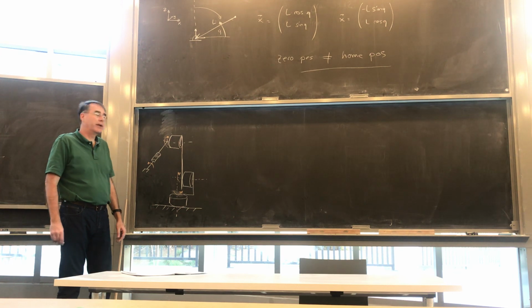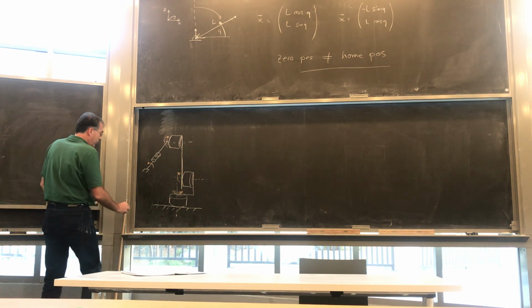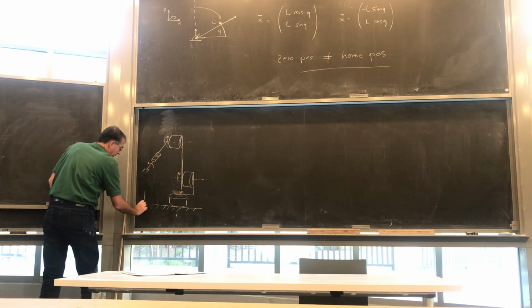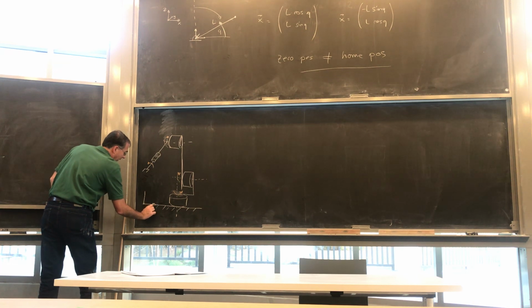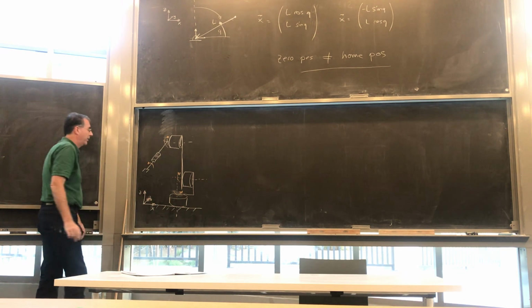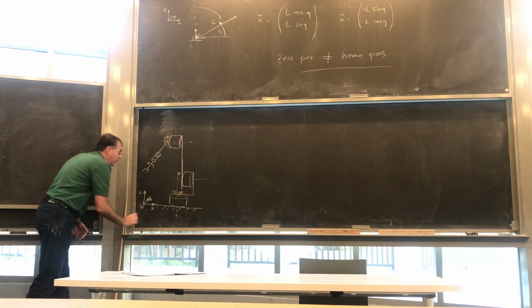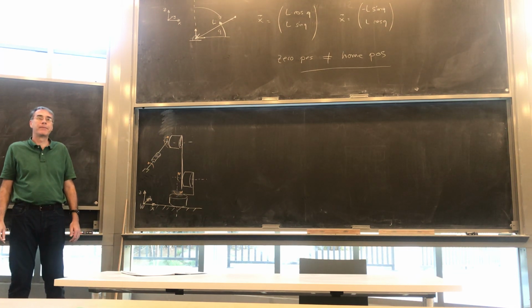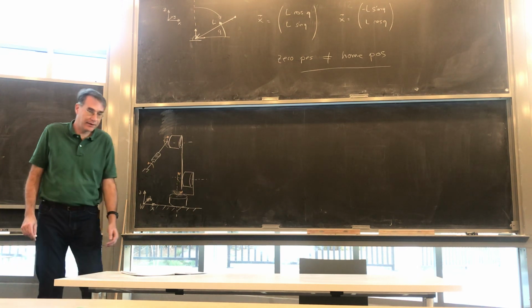Where do you want your world to be? How about I put my world frame X to the side, maybe a little shorter so it's more obvious, Y in, Z up. And I'm going to call that my world frame. Sound good? And again, it's arbitrary where you put it.